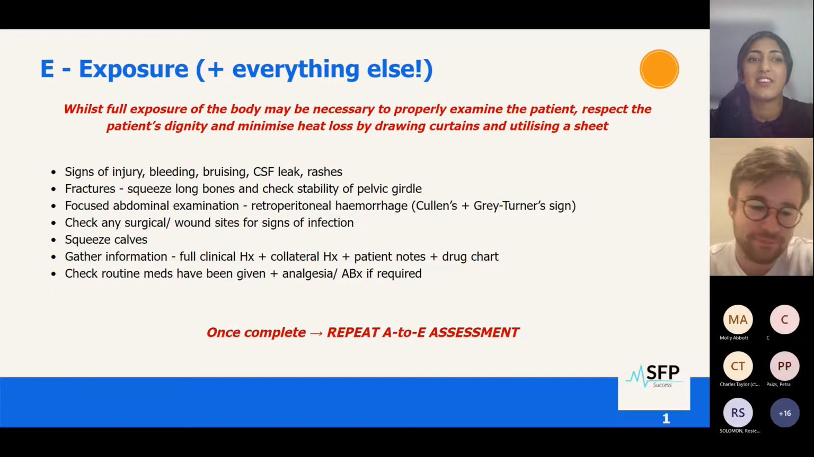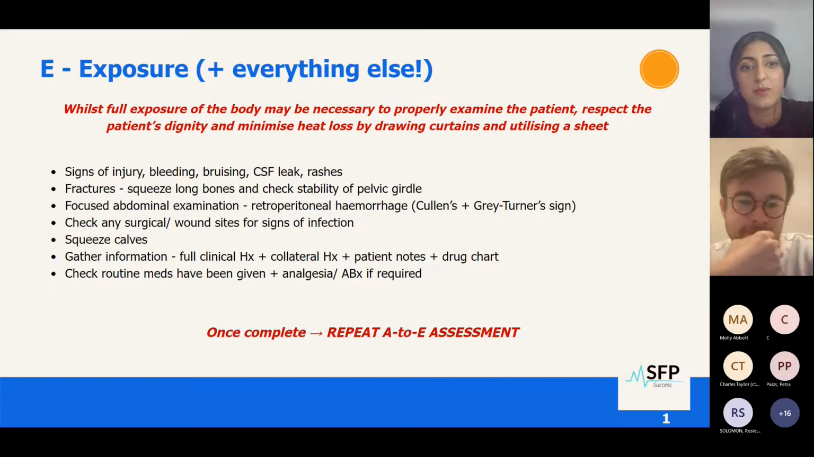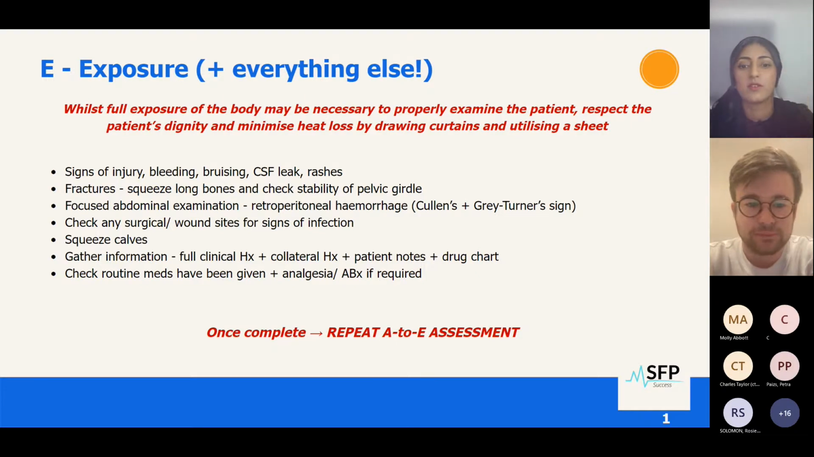Yeah. Perfect. Okay, so E is moving on to exposure and everything else that has been missed at this point. A really good thing to acknowledge is that although you want to fully expose the patient's body at this point, you need to make sure that you respect their dignity. A good way of acknowledging this in the interview is saying that you want to draw the curtains and utilise bed sheets where possible to maintain that dignity and also prevent the patient from getting really cold.